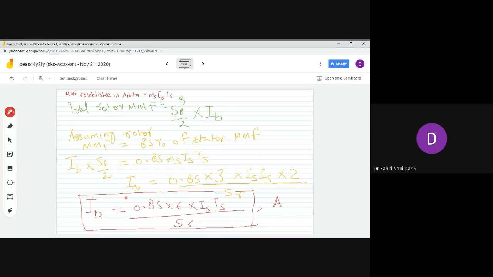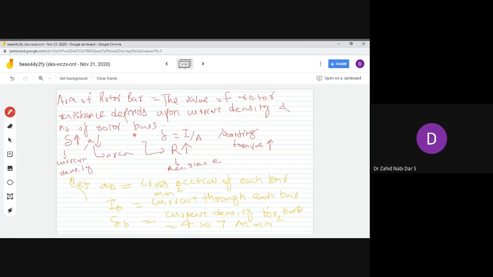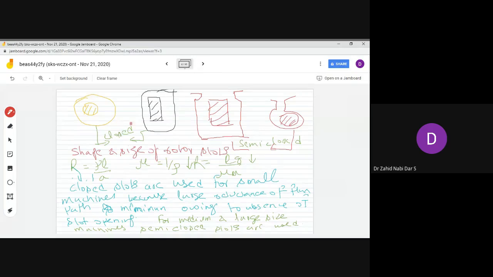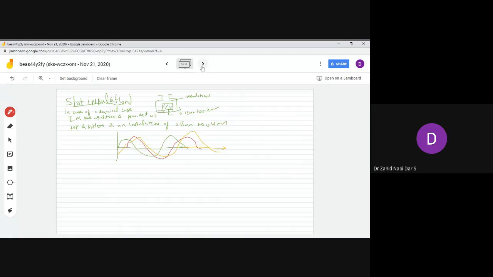When you resubstitute in the equation, you get this. Then again, R is equal to rho L by A, with the area of the rotor bars and other parameters. What we saw is that if current density has to increase, area has to go down, resistance will increase, and starting torque will increase. Then we saw the different types of slots: closed slots are used for small machines, whereas for medium and large size machines we use semi-closed slots, and then there is the slot insulation which we went through.